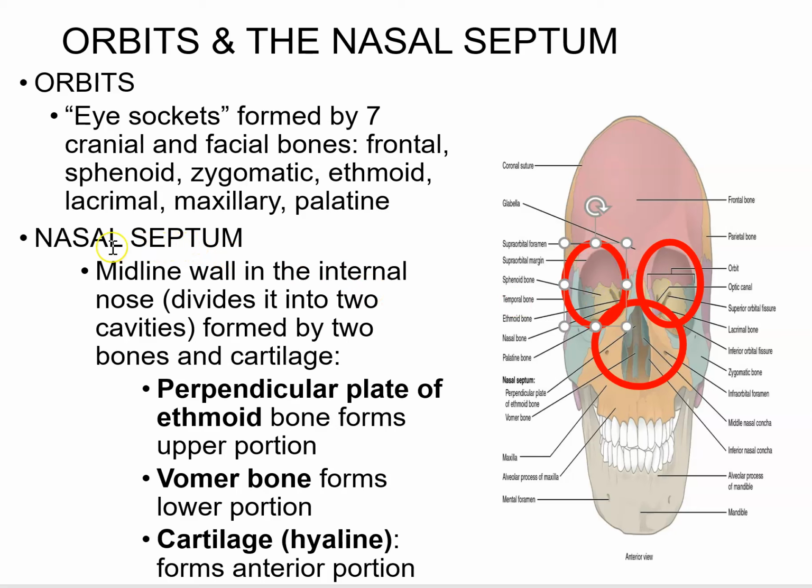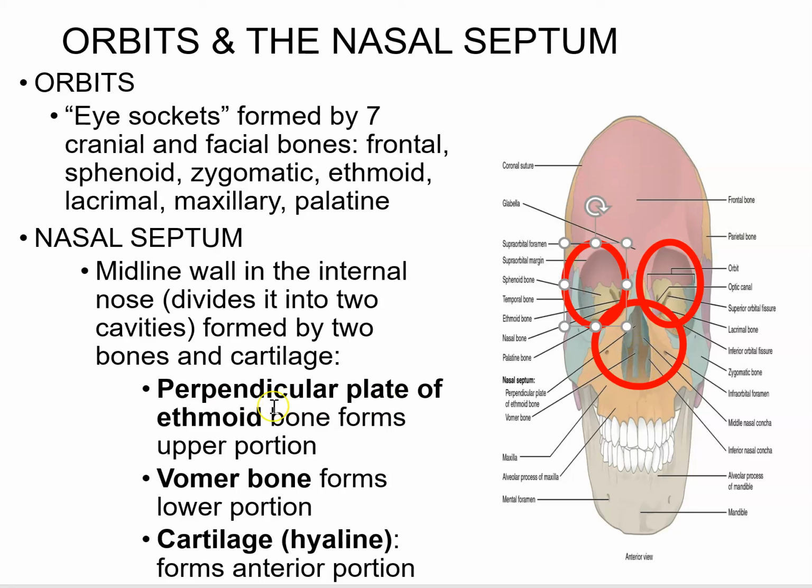And then we have something called the nasal septum. A septum is a dividing wall. And so we have a couple of them in the body, but in terms of this one, the nasal septum is the structure that divides your nasal cavity in two. And it is actually more than just a bone. There are three things that come together to make up the nasal septum.